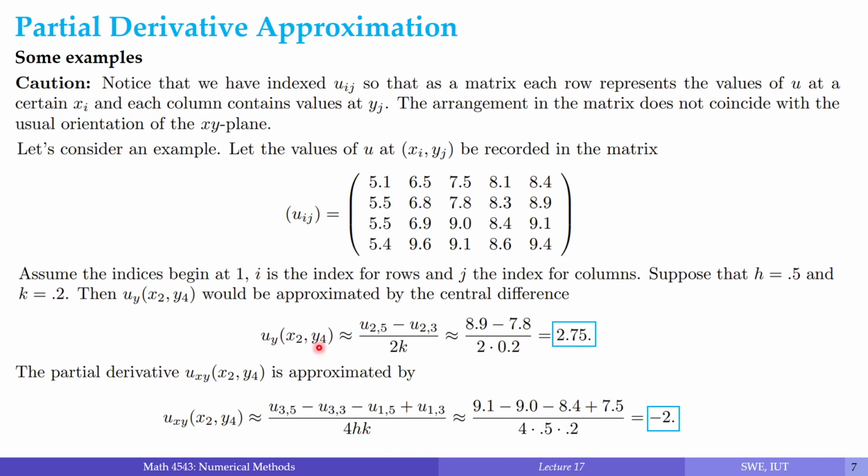So h and k are 0.5 and 0.2 respectively. After plugging these values into your calculator, you should get -2, right? So this will be your approximation of the second partial derivative with respect to x and y at the point x sub 2 comma y sub 4.